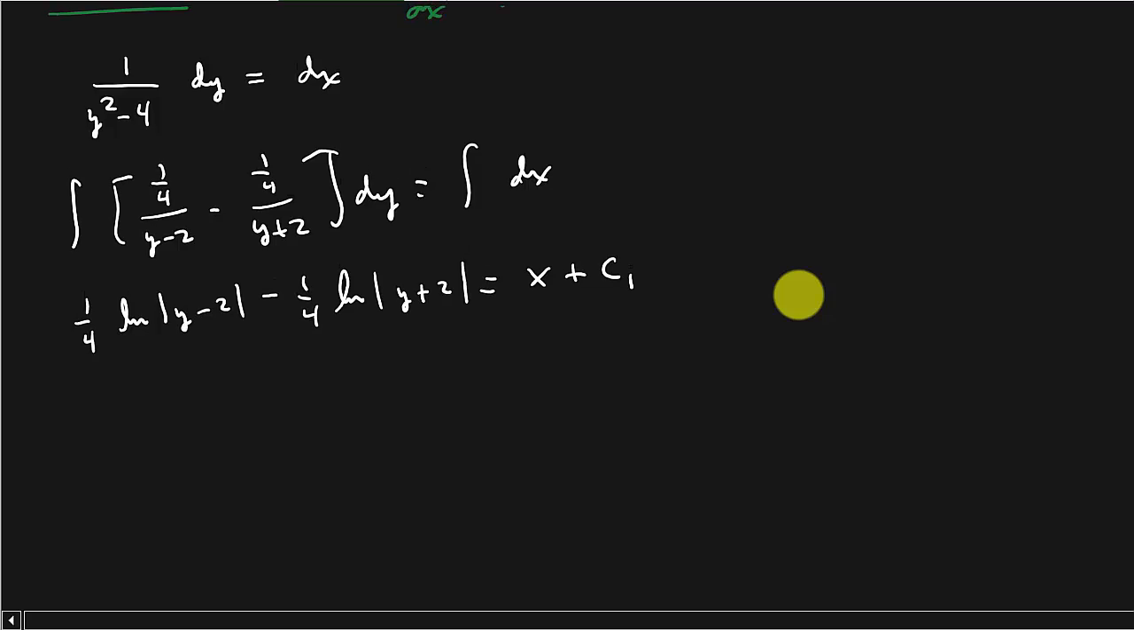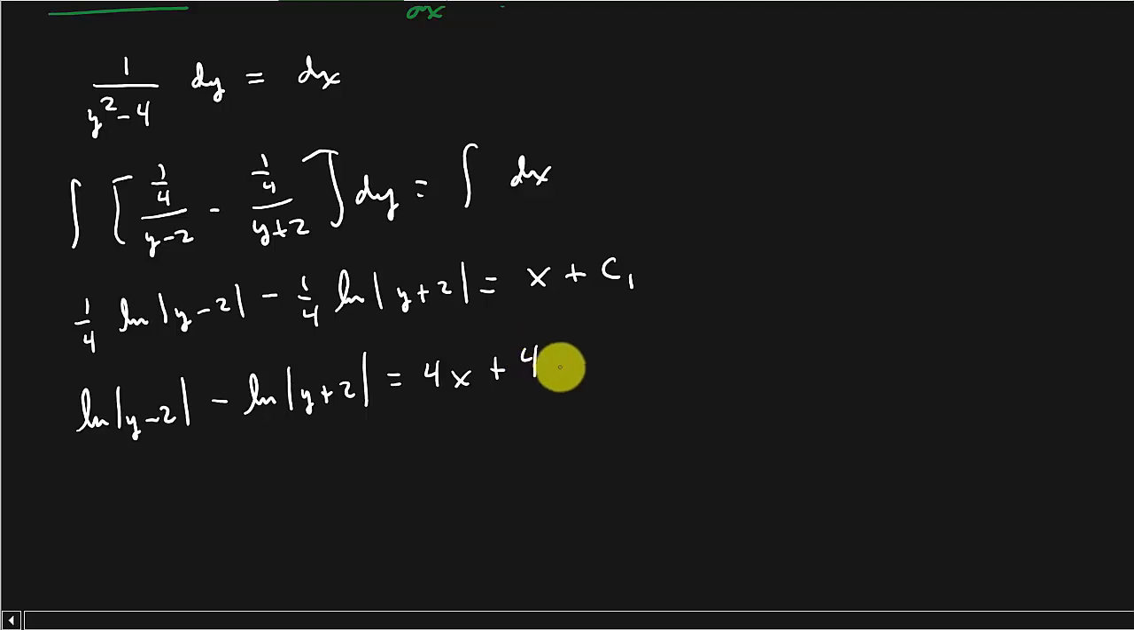So now let's multiply everything through by 4. I'm going to get natural log of y minus 2 minus natural log of y plus 2 is equal to 4x plus 4c1. And so let's write this as natural log of y minus 2 over y plus 2, since subtraction comes together as division, equals 4x plus. Now, instead of writing the 4c1, let's just replace 4c1 with c2. Okay?